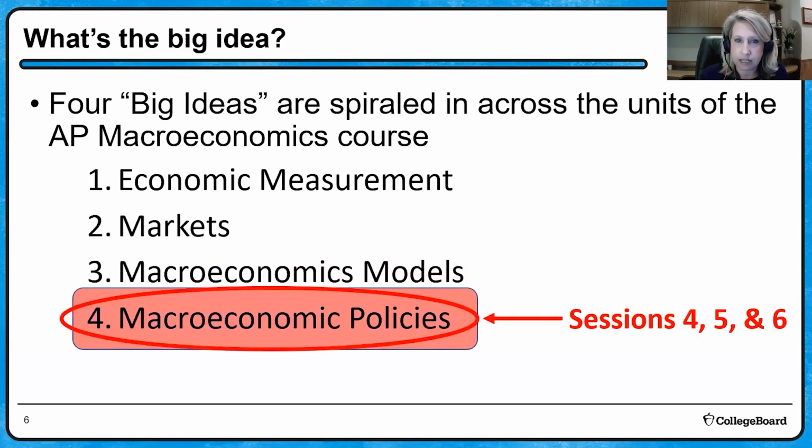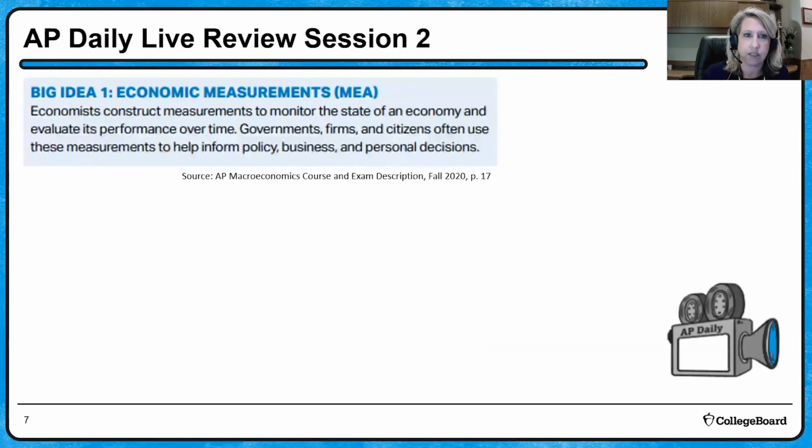In our next session, we're going to be taking a very close look at markets and the macroeconomic models that we use to illustrate them. In sessions 4, 5, and 6, we're going to be focusing on policy. Session 4, we're going to be taking a look at the banking system, the financial sector, monetary policy. Session 5, loanable funds market, fiscal policies. And then in session 6, we're going to be taking a careful look at economic growth. What is economic growth? How do we measure it? How do we model it? And what are the policies that can both promote it and hinder it? So these four big ideas are going to be the subject of our next several review sessions.